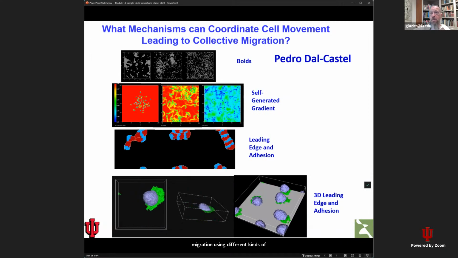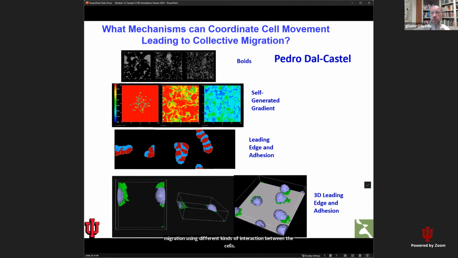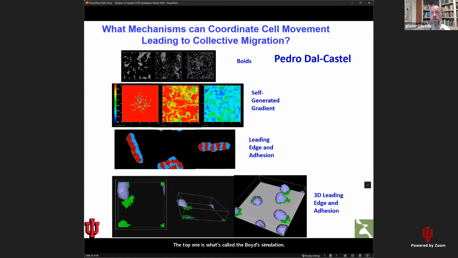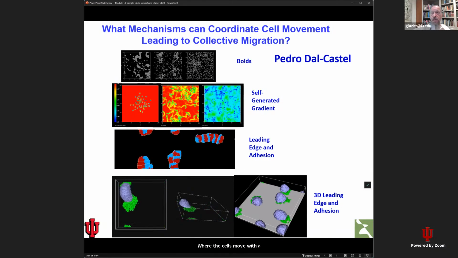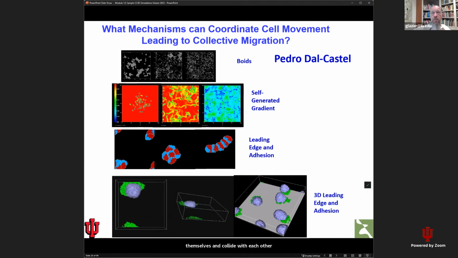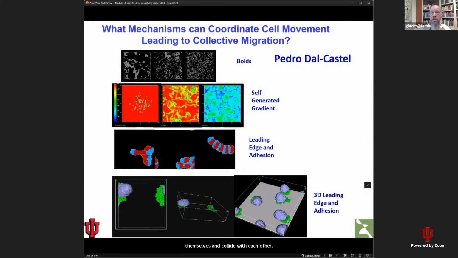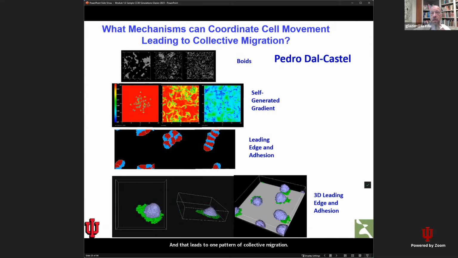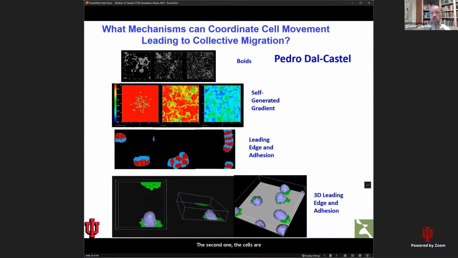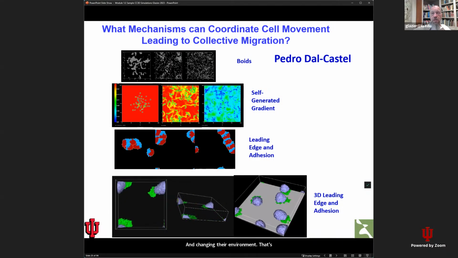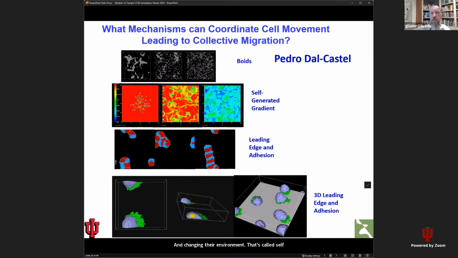The top one is what's called the Boyd's simulation, where the cells move with a persistent motion by themselves and collide with each other. And that leads to one pattern of collective migration. The second one, the cells are responding to an external chemical cue and changing their environment. That's called self-generated gradient. You'll do that second simulation in this class.